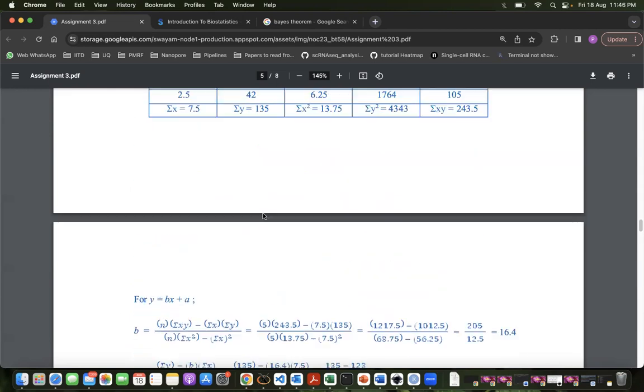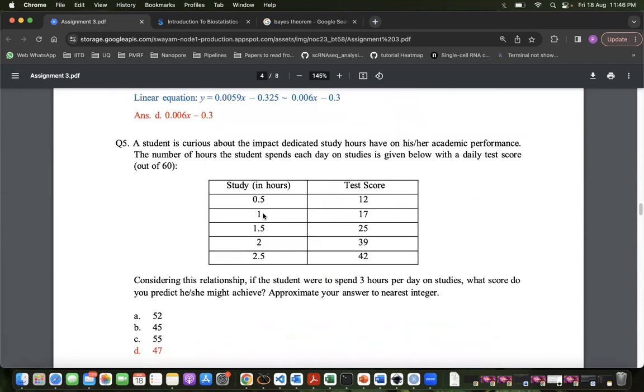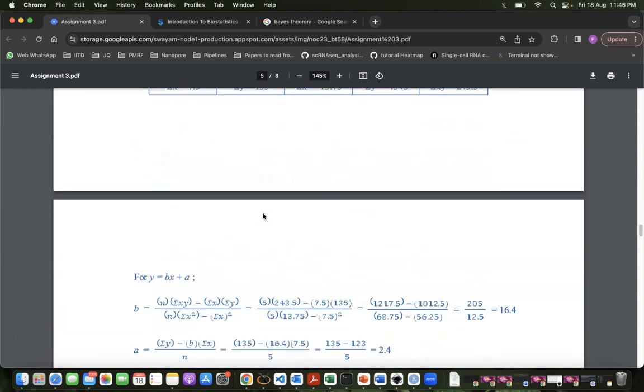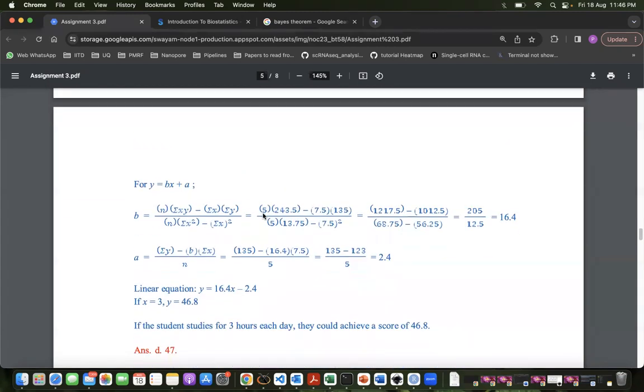Yes, and the answer is 52. I got 51.6, so I approximated it to 52, to the nearest integer as they had given. That makes sense. So in question 5, here you have 16.4 plus 2.4, right? Okay, I'll convey this. This should be corrected.